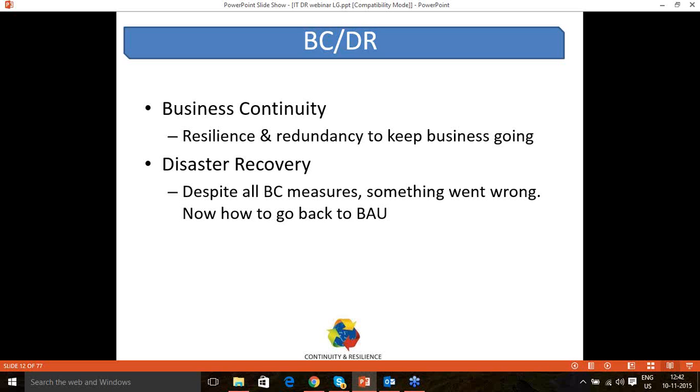I have done all my good things for business continuity like resiliency, redundancy, backup, and so on. But still, if something goes wrong, how do I go back to business as usual is disaster recovery. So these terms are not interchangeable. They are two different aspects of the same strategy we can have in our corporation.